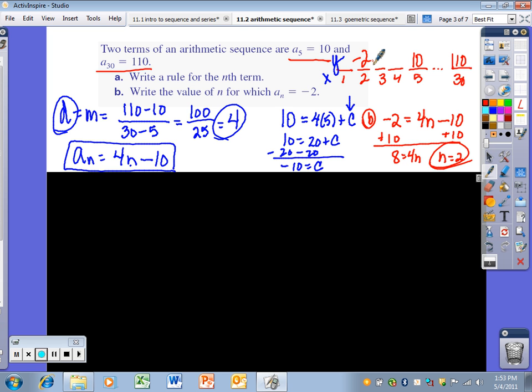Well, let's see. If I have a difference of 4, subtract 4 would be 6, subtract 4 would be 2, subtract 4 would be negative 2. Am I right? Well, it falls into place.